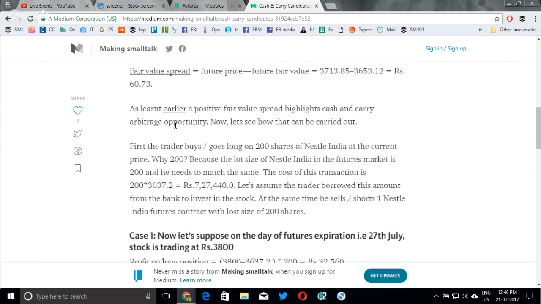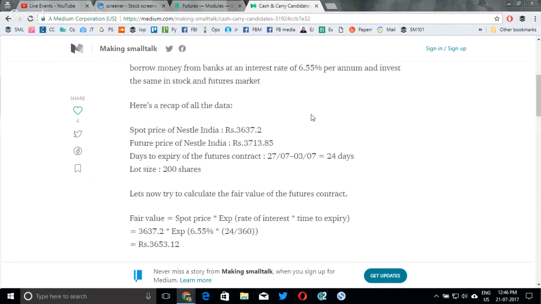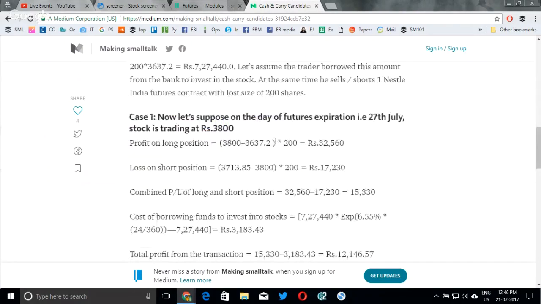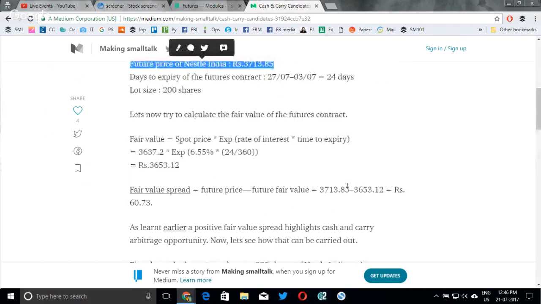The next thing that we calculate is the fair value spread. Now, the fair value spread is defined as future price minus futures fair value. So the current future price is 3713.85, which was given to us, as we can see here, that the future price at the end of the day was 3713.85. And the fair value price that we calculated from our formula was 3653.12. So the difference between the future price and the fair value price was 60.73. Now this is called the fair value spread.